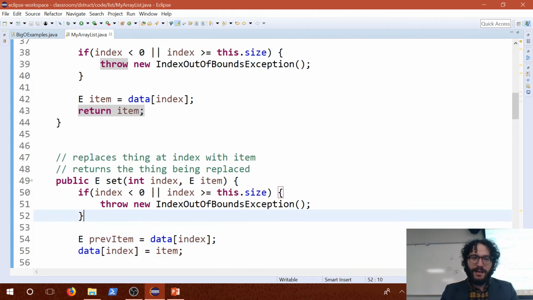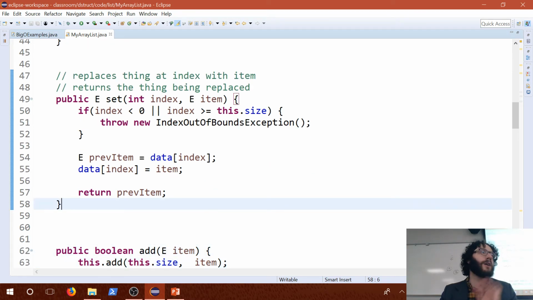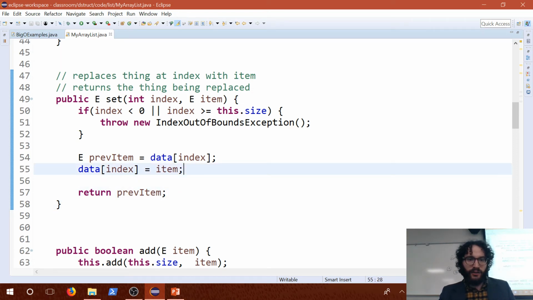What about setting? Same thing, I'm just checking to see if it's out of bounds. I retrieve the item, replace it, and then I return it. So it takes 1 step longer than getting, right? That's pretty good. So it's also constant.